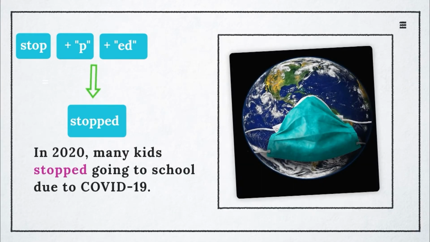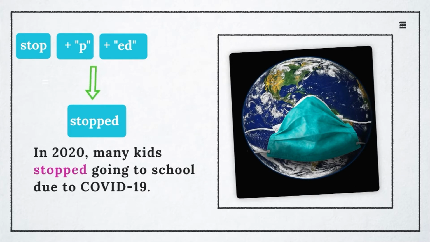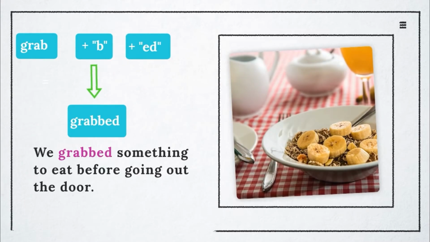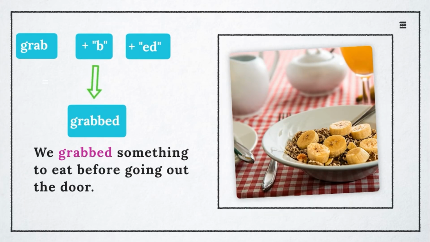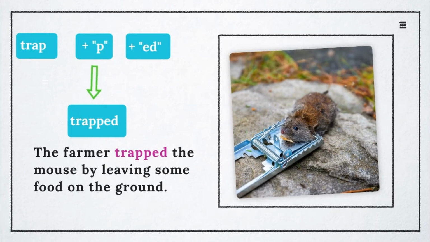In 2020, many kids stopped going to school due to COVID-19. We grabbed something to eat before going out the door. The farmer trapped the mouse by leaving some food on the ground.